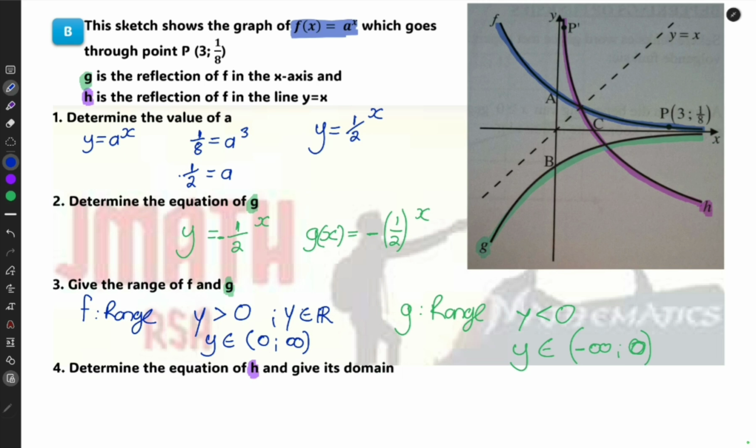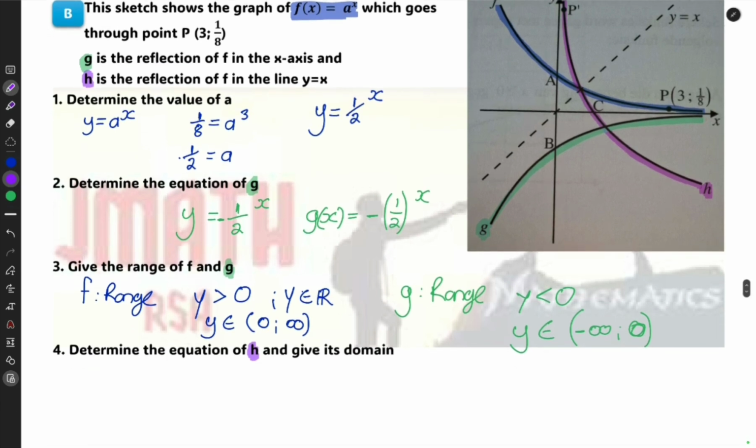Well, determine the equation of h and its domain. So they tell me h is the reflection in the line y is equal to x. So remember, that is code word for the inverse. I'm just going to take my blue graph and swap x and y. So it would be x is equal to a half to the power y. To get y alone, I need to use log. So y is equal to log. The base stays the base and the other two swap around. So the half goes there, the x goes there. Perfect. That is my equation, but now they also ask me for the domain.